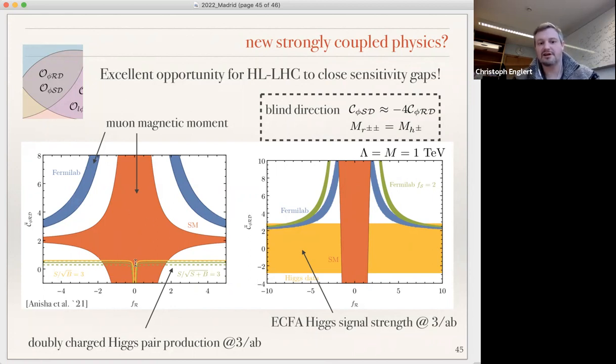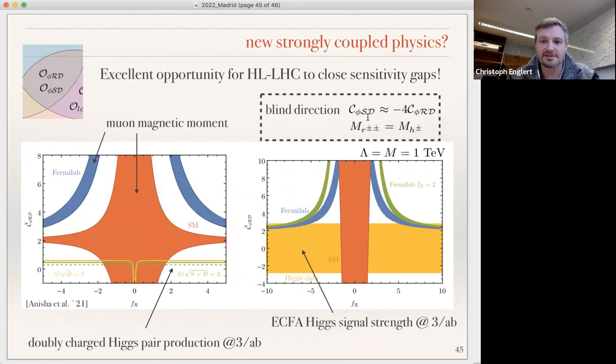And you can see, if you now include direct sensitivity to Higgs pair production, charged Higgs pair production as an electroweak process at the LHC, you'll be able to completely tell apart what's happening here, on the basis of the existence of this additional degree of freedom. There are some blind directions as always, because at the end of the day, you're only sensitive to charges of stuff that runs in the loops.